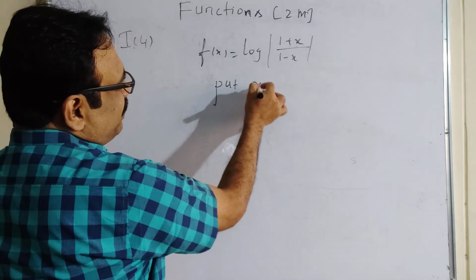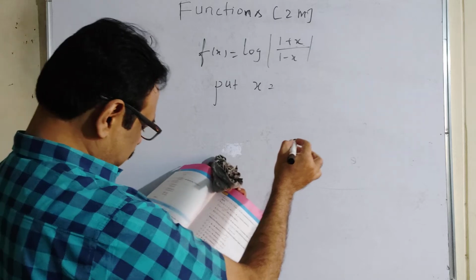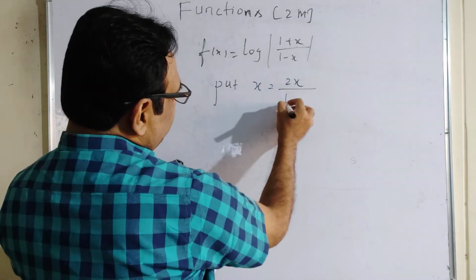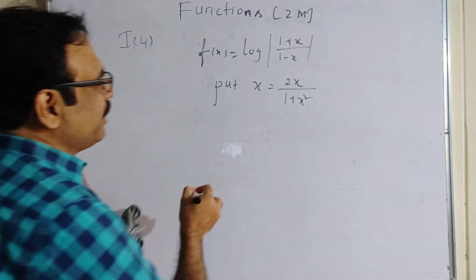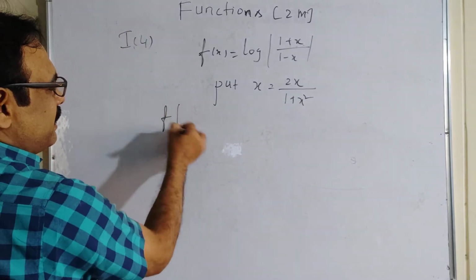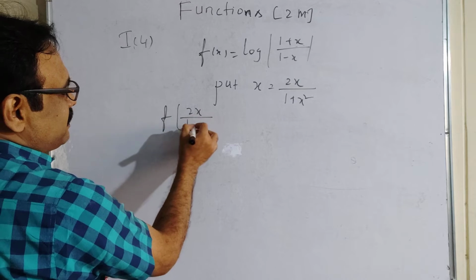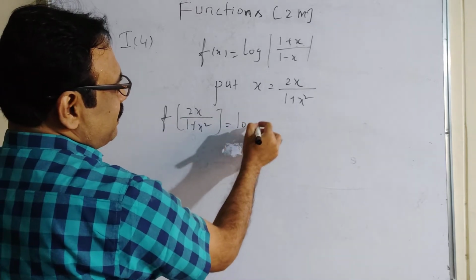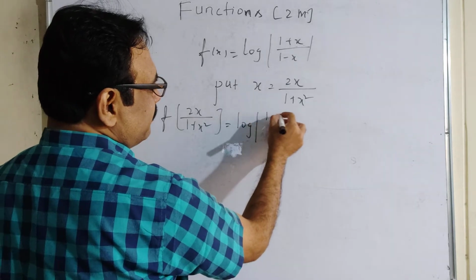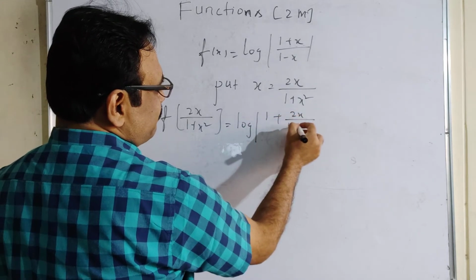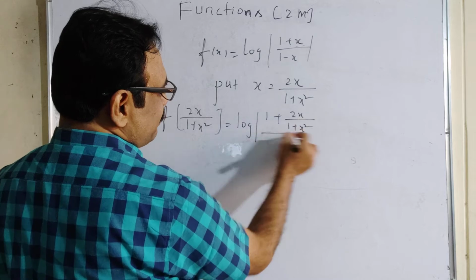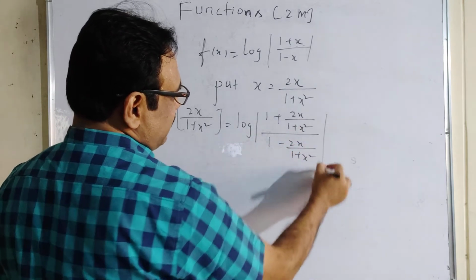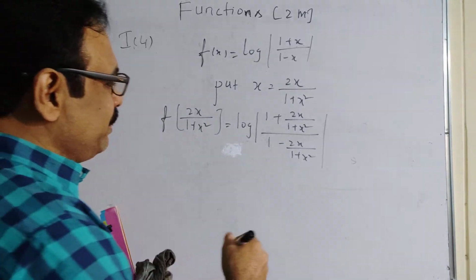Now, a very simple logic you have to remember. What exactly do we need to substitute? x is equal to 2x by 1 plus x square. In place of x, I'll substitute 2x by 1 plus x square. This can be written as logarithm of modulus of (1 plus 2x by 1 plus x square) by (1 minus 2x by 1 plus x square). Now what exactly are you going to get?